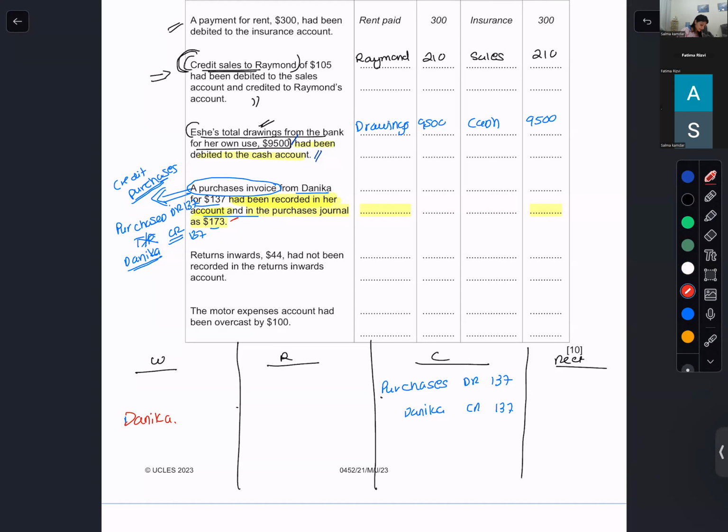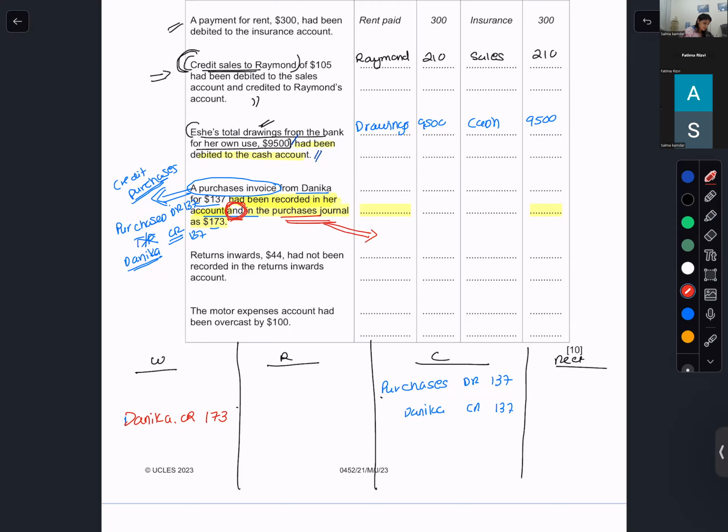What wrong have you done with Danika? Nothing, miss. It's just the purchase journal. Read this. We recorded it in her account and in the purchases journal. Okay, 173. That is the reason I am trying to ask you to focus. Read. You are forgetting this part. So you have done wrong in Danika's account. What did you put? 173. Okay. What do you record in the purchase journal?